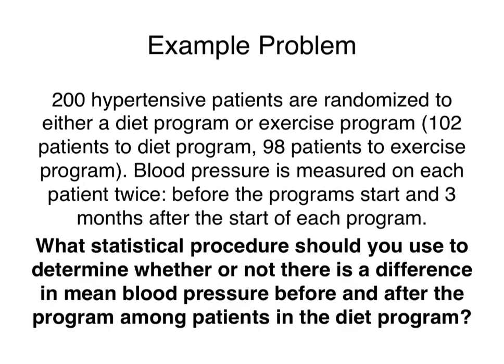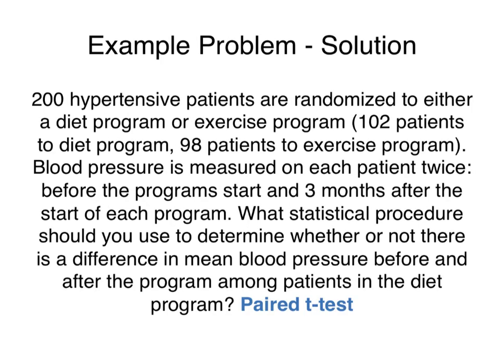The next question is, what statistical procedure should you use to determine whether or not there is a difference in mean blood pressure before and after the program among patients in the diet program? So now the research question is asking about before and after for the diet program only. So in this case, it's asking about paired data from those in the diet program. So we would use the paired t-test here.